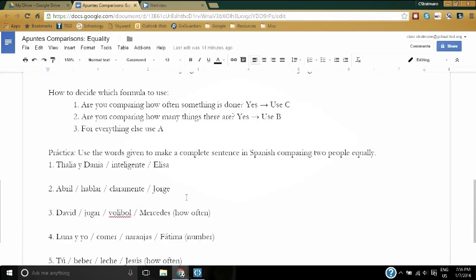So let's do some practice. We'll do the first one together. We're just taking these words as they are. Do not change their order, but we need to add some stuff to make it a sentence that really makes sense. Talia and Danya were some of my students in the past. They're both girls. So I'm going to type that, Talia y Danya. So I'm trying to say something about them being as smart as Elisa.